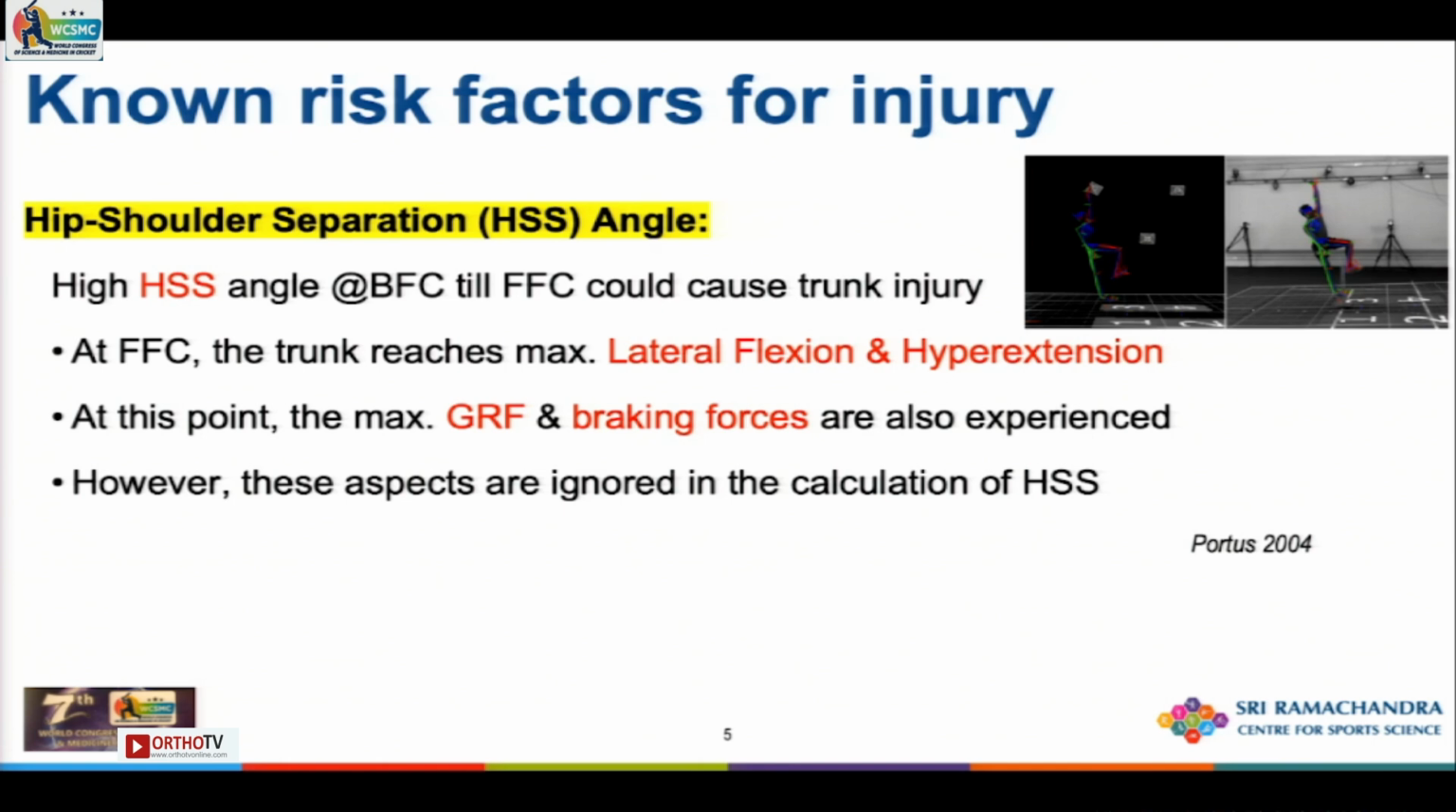First thing I'll talk about is the hip shoulder separation angle. It occurs from the back foot contact to the front foot contact, and this could cause trunk injury; it is a known factor. At the front foot contact, the trunk tends to reach maximum lateral flexion and hyperextension. At this point the ground reaction forces and the braking forces are also experienced. But strictly we do not take these things into account when we are measuring the hip shoulder separation angle.